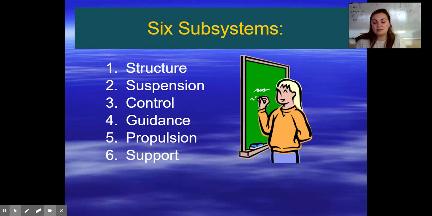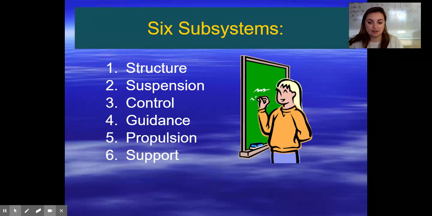And the 6 subsystems. Again, you're going to pause and go back to your notes and type this in. The first is structure, 2 is suspension, 3 is control, 4 is guidance, 5 is propulsion, and 6 is support. Go on over to your notes, pause this video, and type those in. We're going to look at each of them one by one.